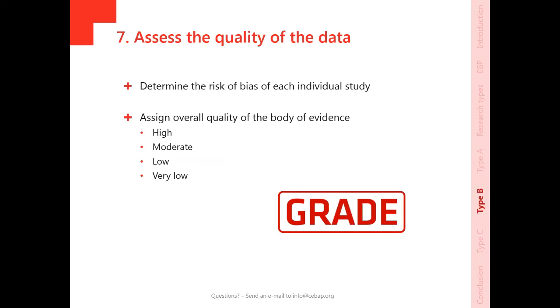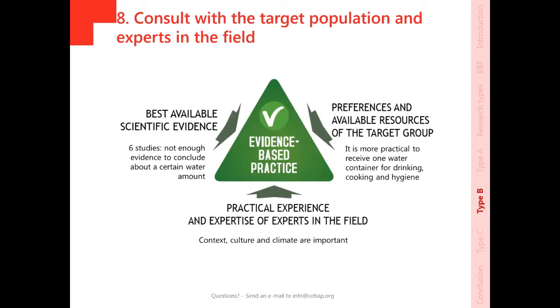In the example of water during disasters, there were 6 papers included. And these actually involved guidelines from 6 different organizations. And it simply showed that each organization used a different amount of water, but none of these amounts were based on scientific evidence. We then presented this data to the target population and experts in the field, and they decided that context, culture, and climate are important parameters to make those decisions.